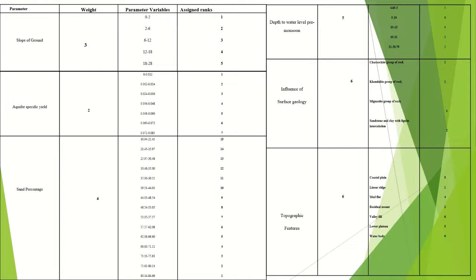Depth to water level, pre-monsoon data is used for the study. The highest depth will have lowest ranking and vice versa. Here, influence of geology and topography are the two parameters that have more importance for the recharging of the terrain. So, we choose 6 as the highest weightage for those parameters.